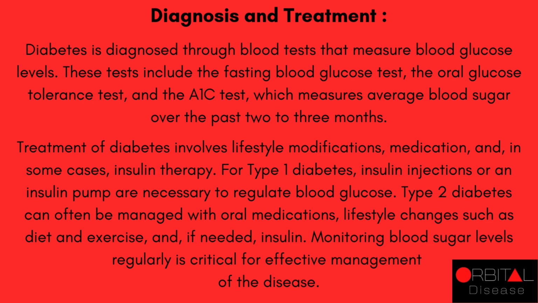Treatment of diabetes involves lifestyle modifications, medication, and, in some cases, insulin therapy. For type 1 diabetes, insulin injections or an insulin pump are necessary to regulate blood glucose. Type 2 diabetes can often be managed with oral medications, lifestyle changes such as diet and exercise, and, if needed, insulin. Monitoring blood sugar levels regularly is critical for effective management of the disease.